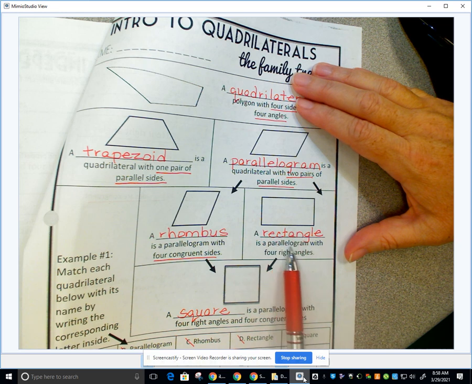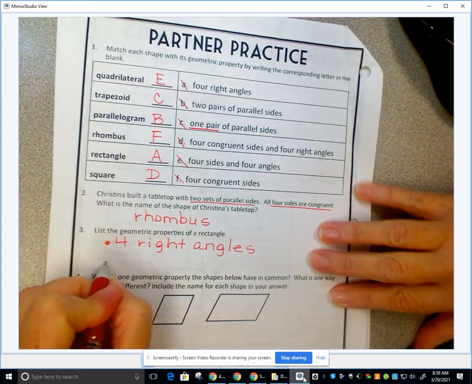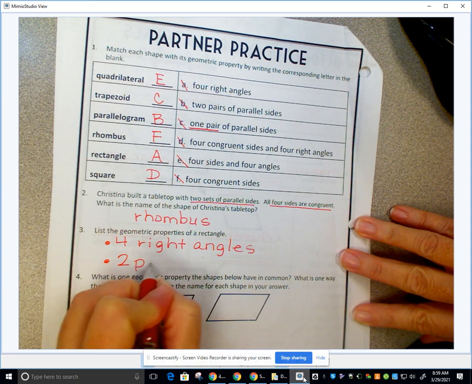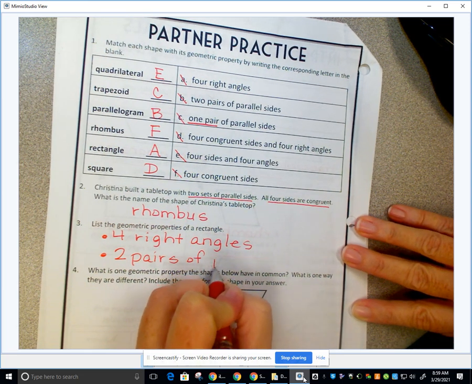It is also a parallelogram. If it is a parallelogram, it also has 2 pairs of parallel sides. So it has 4 right angles and 2 pairs of parallel sides.